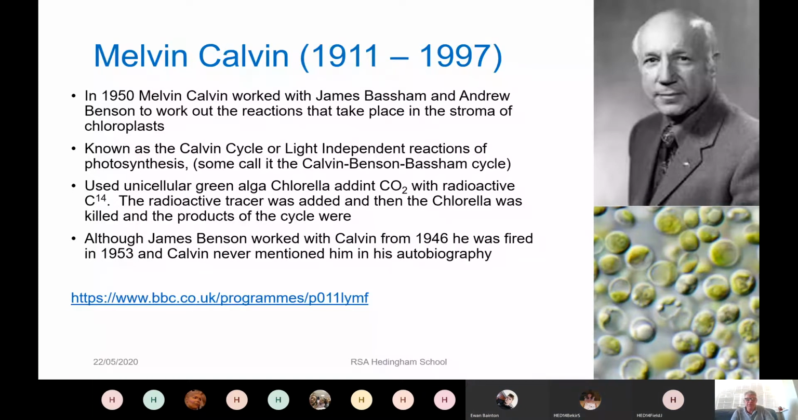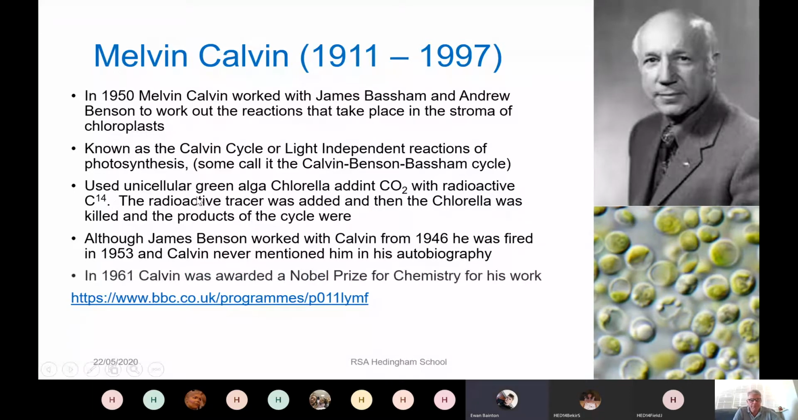Calvin is not meant to have been a very nice chap, actually. James Benson worked with him for 7 years, but then Calvin sacked him, and when he wrote his autobiography, he never even mentioned his name once, which is slightly unpleasant. And in 1961, Calvin was awarded the Nobel Prize, and the other two didn't get anything.